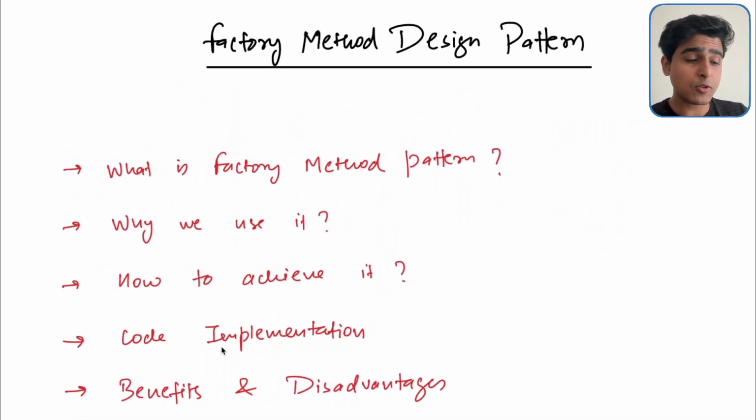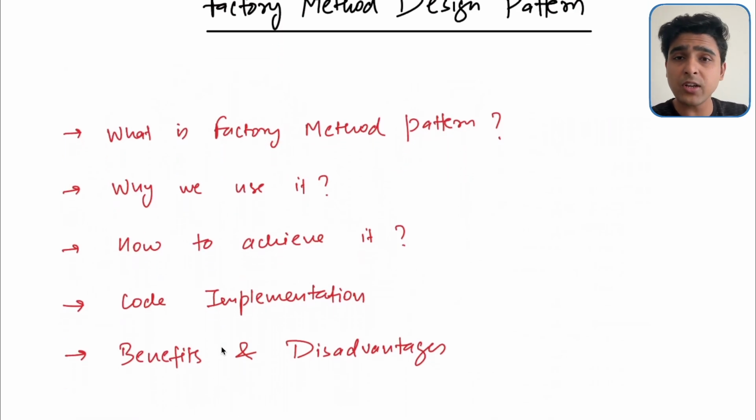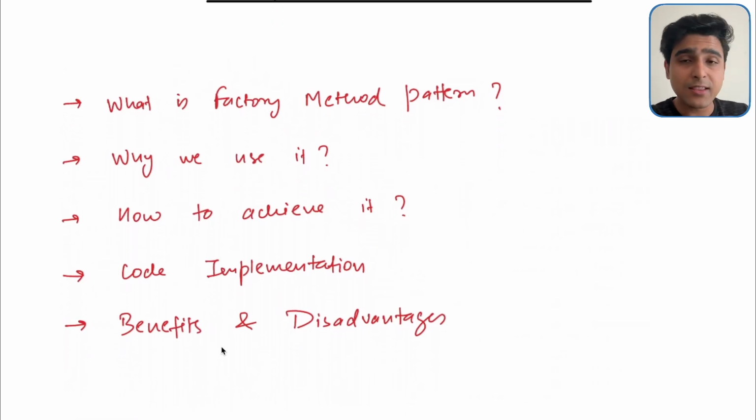So first of all we will start with what is the factory method pattern, why we use it, and how to achieve it. How to achieve it means what are all the steps you need to write so that you can incorporate this pattern. Then we will see the code implementation of it in C++. And in the end we will discuss the benefits and some disadvantages of this pattern.